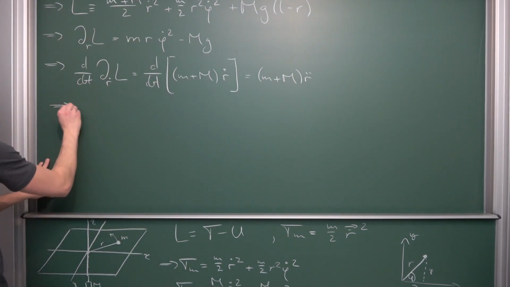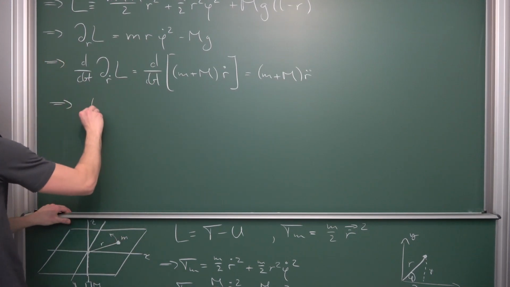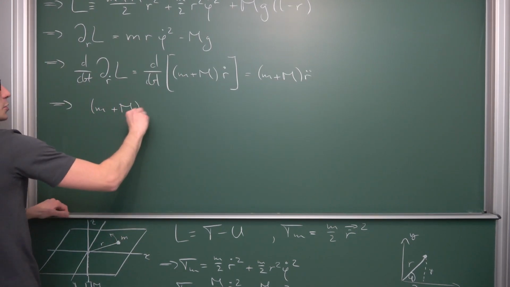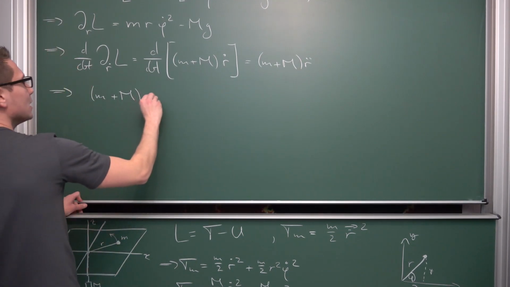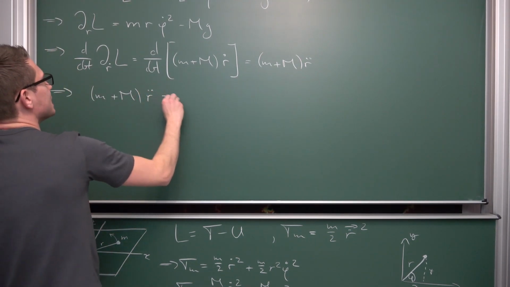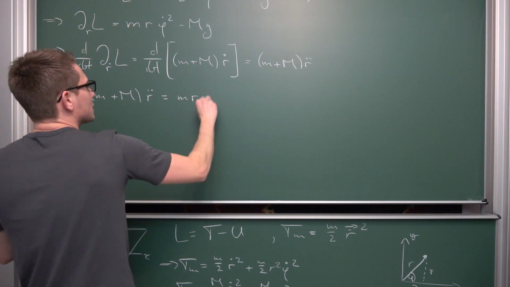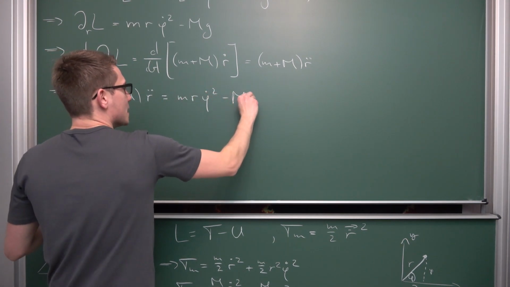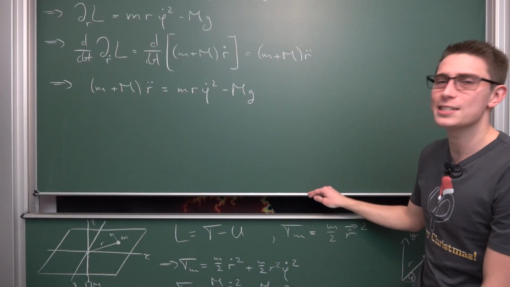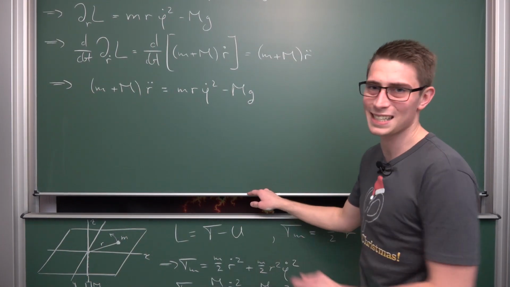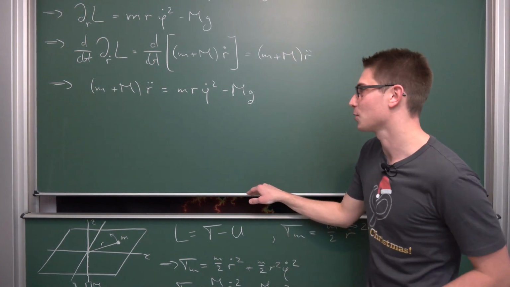Meaning overall, the first equation of motion that we are going to get is the following one: (m plus M), because those two are equal, okay, this is what the Euler-Lagrange equations are going to tell us, times r double dot is hence nothing but m times r times phi dot squared minus M times g. And to check if you are right on this one, you just need to see if the dimensions fit, because this is the best indicator if you did the right thing with the Euler-Lagrange equations.